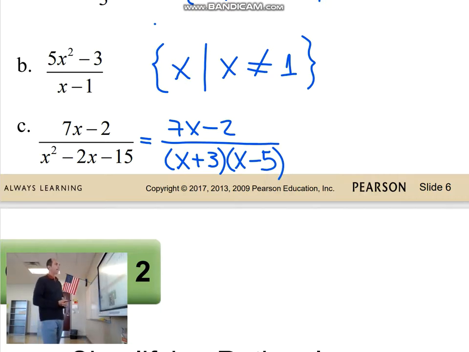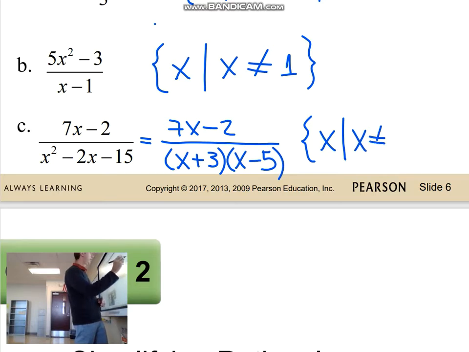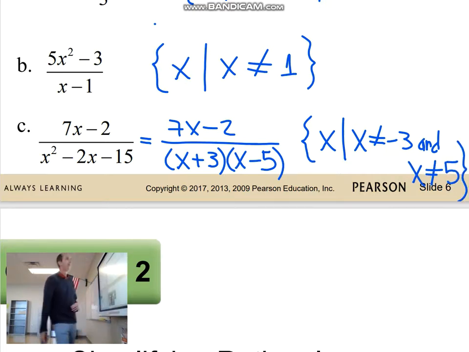The values of x that make the denominator equal to 0 are x equals negative 3 and x equals 5. So we need to exclude those values from the domain. We don't want the denominator to be equal to 0. That means x is different from negative 3 and x is different from 5. Okay? This is how we define the domain of rational expressions, by making the denominator different from 0.